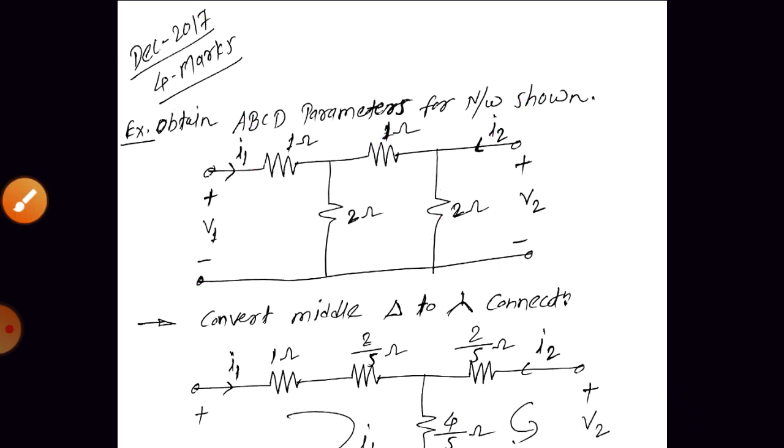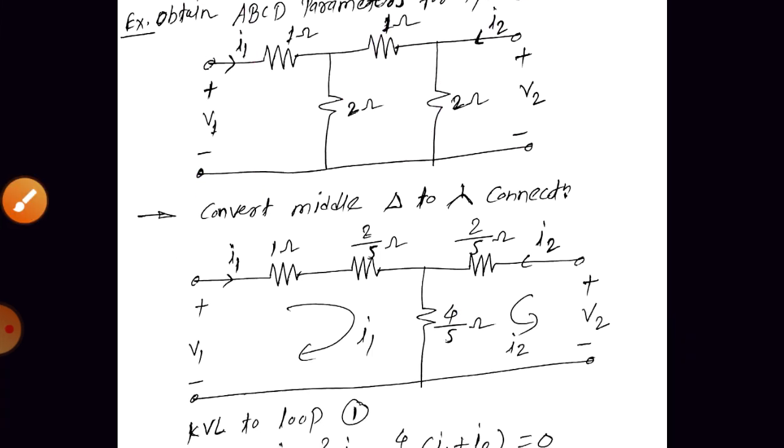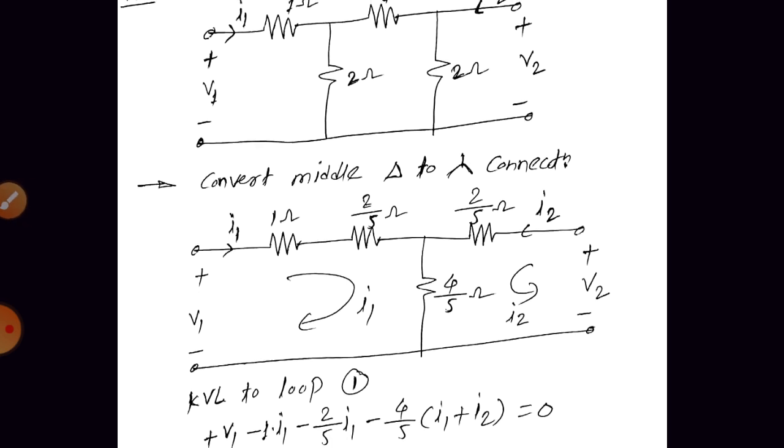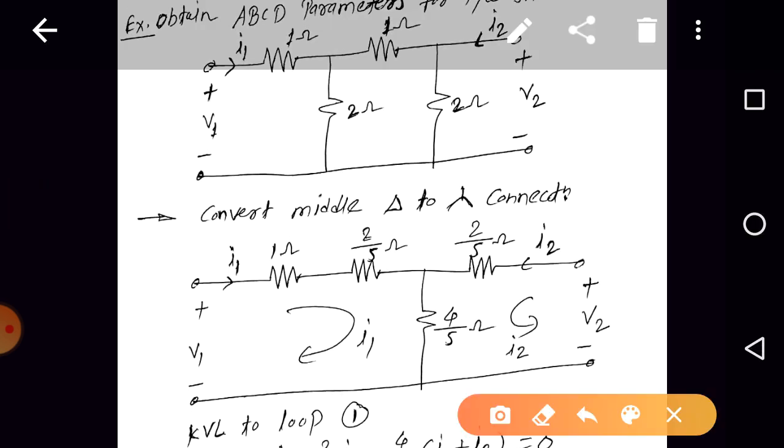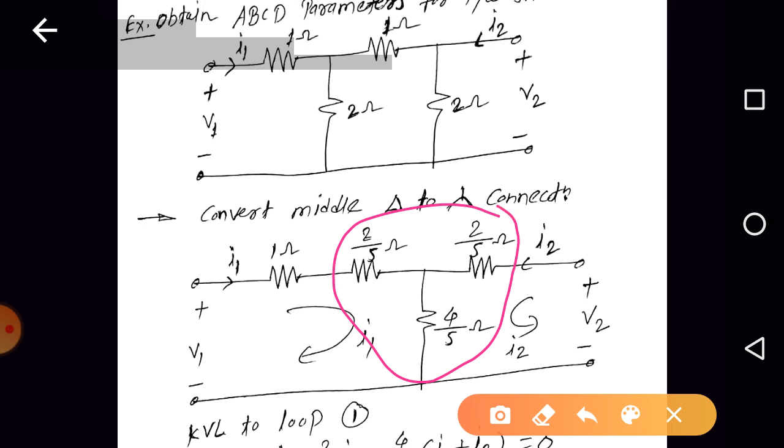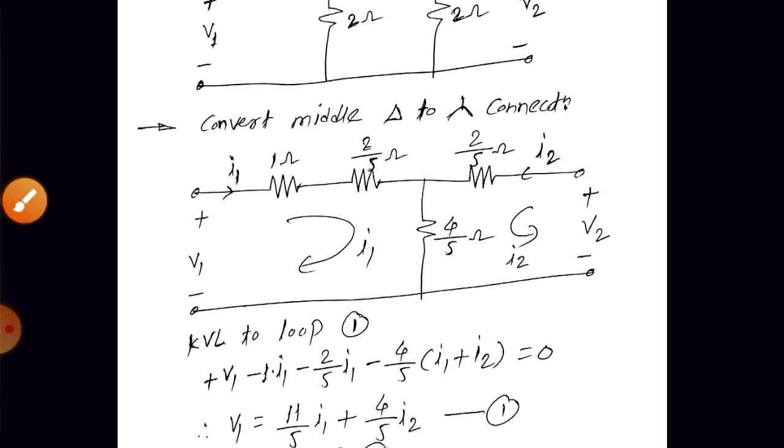Yes. If we convert this 1 ohm, 2 ohm and 2 ohm delta into its equivalent star connection, it will become like this. This is the star connection; this was the original delta connection. Now we have a 2 loop circuit, with input port V1, I1 and output port V2, I2 variables.